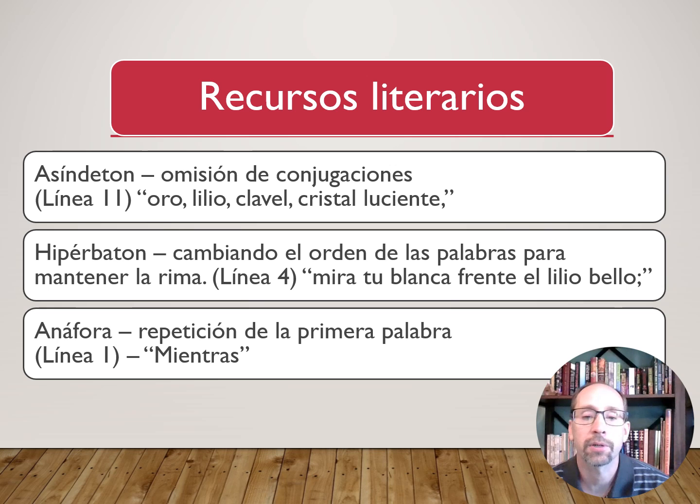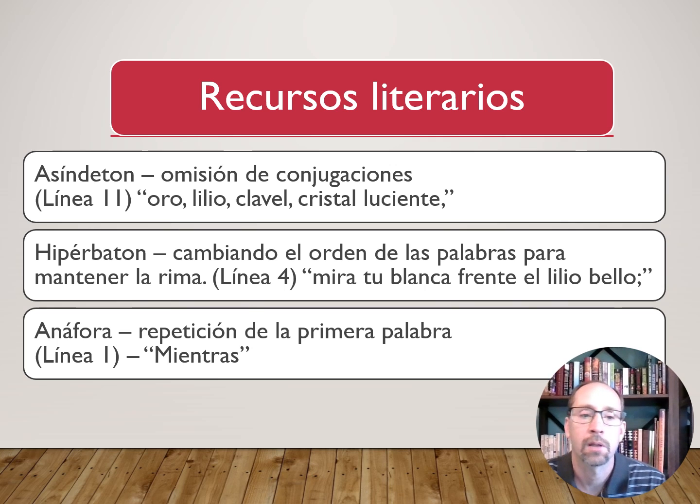All right, so these are some literary devices you might need to be able to identify and then give examples of on your test. So asíndeton is the omission of conjugations. Typically you might have an "and" if you have a list of things. It could also be enumeración, enumeration. So oro, lilio, clavel, cristal luciente. Typically you might have an "and" there or an "e" to separate that stuff. They don't have that. And they're doing that for a specific reason, to keep it 11 syllables, most likely.